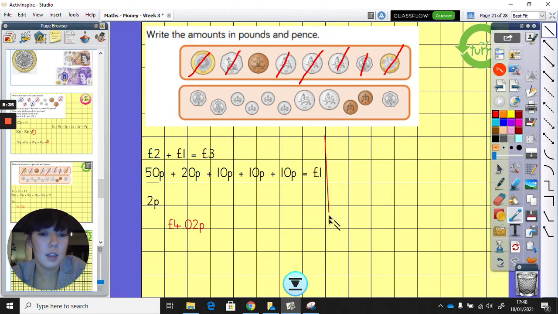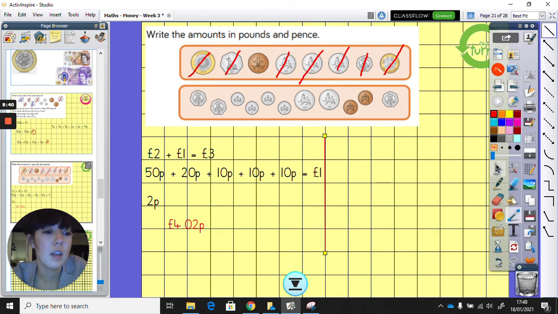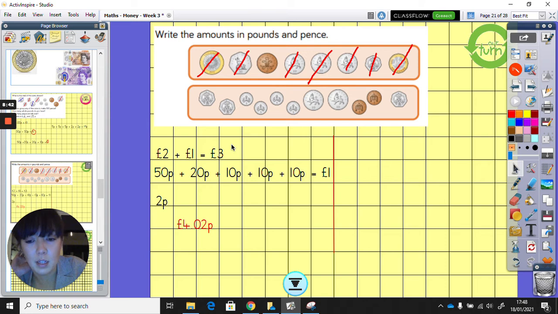Let's try the second one now. Just going to put a line there just so that we know that it's a different question. Right, let's count these up. So there's no pounds here, so we don't need to worry about that yet.